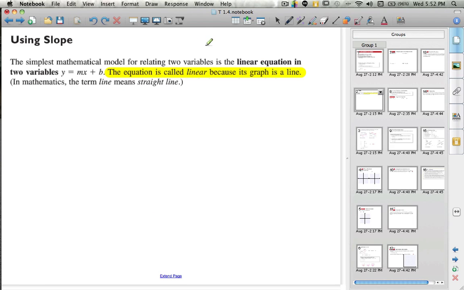So the simplest mathematical model for relating two variables is the linear equation in two variables, which is what we were just talking about, y equals mx plus b. And it's called linear because its graph is a line.